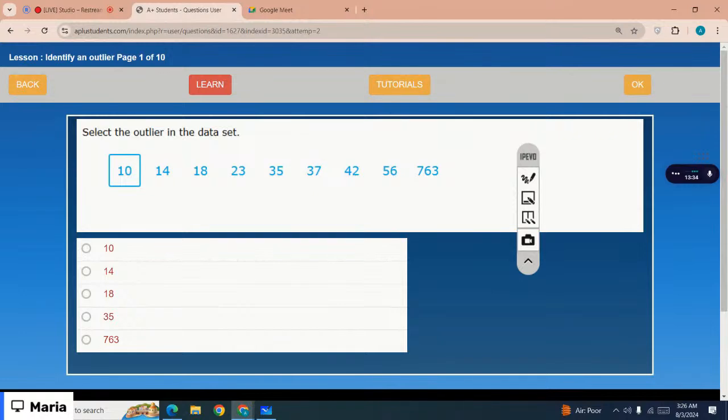Select the outlier in the given data. So here is the data given. Which number is the outlier? Yes, that is 763. Option number 3 is the correct option because 763 is an extreme value compared to the other numbers, right? So the correct option is 763.